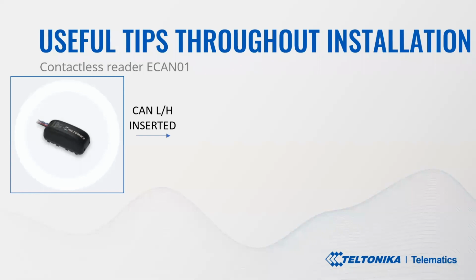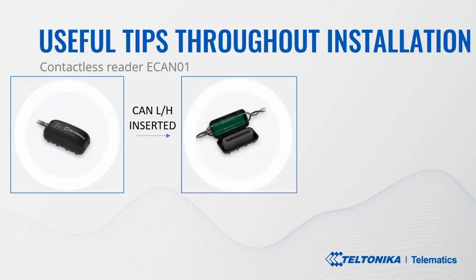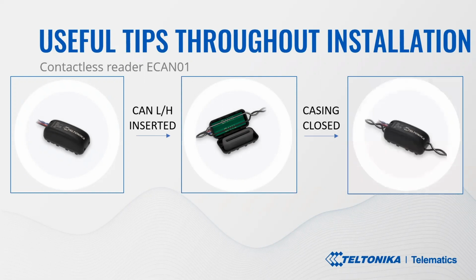So basically you have the CAN L and H wires inserted into our casing in the specific locations. You must enclose the casing fully and firmly. And basically this covers the whole procedure. So as you see, it is a really simple way to perform installation.